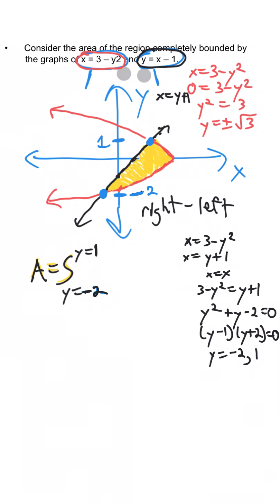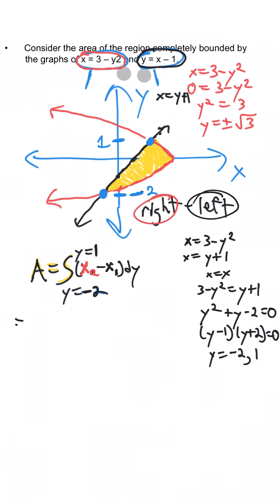Integral of what? F of y dy. It's really going to be x sub 2 minus x sub 1 dy. Right? It's going to be the right curve, which is our red curve, x sub 2, minus our black curve, x sub 1. Can you see that? The right curve is the red curve, and the black curve is on the left. We're going to go right minus left.